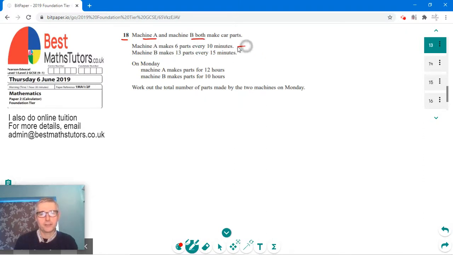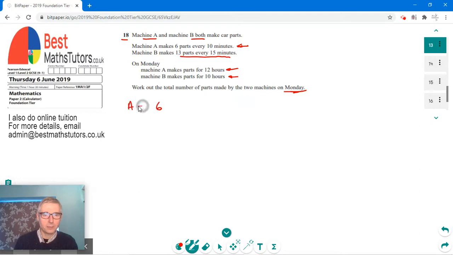So question 18 says we've got two machines that both make car parts, and we're told that machine A makes 6 parts every 10 minutes, and machine B makes 13 parts every 15 minutes. And so we're told the number of hours that both machines are going to be working on the Monday. So it says that machine A works 12 hours on Monday and machine B works 10 hours on Monday. And we've got to work out the total number of parts that the machines are going to make on the Monday.